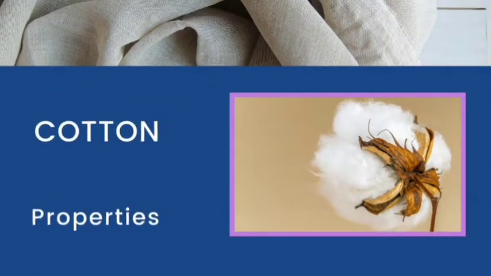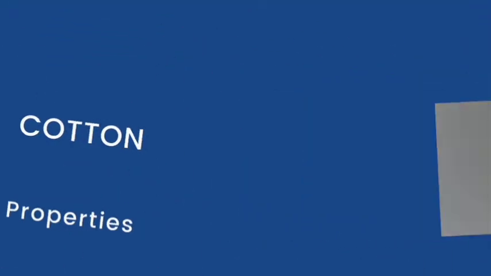So now let's discuss the vegetable or plant sources. The first one we'll be looking at is cotton. Cotton is a vegetable fiber. It is made from cotton balls of the cotton plant. The cotton fiber surrounds the seed of the cotton plant.